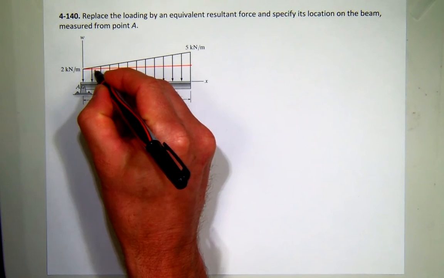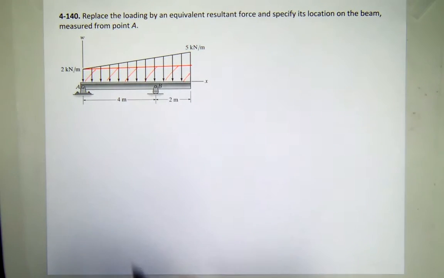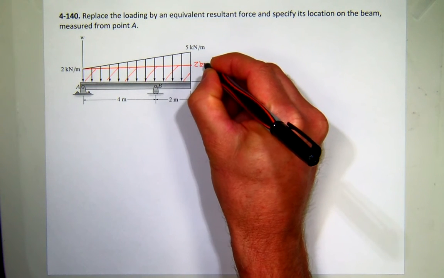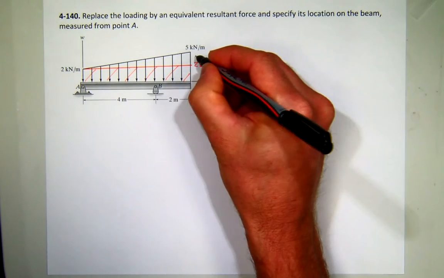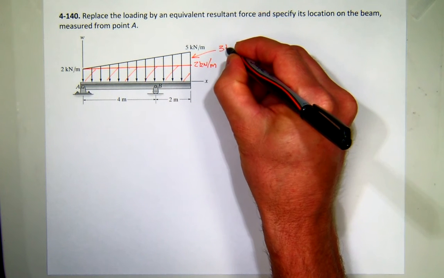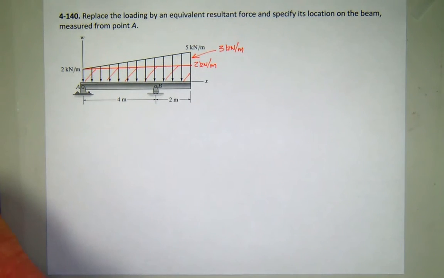So if you look at this rectangular area and then the triangular area. So the rectangular area, 2 kilonewtons per meter. And then of course the actual height of the triangle would only be 3 kilonewtons per meter. So that gives us all the information we really need to get started.